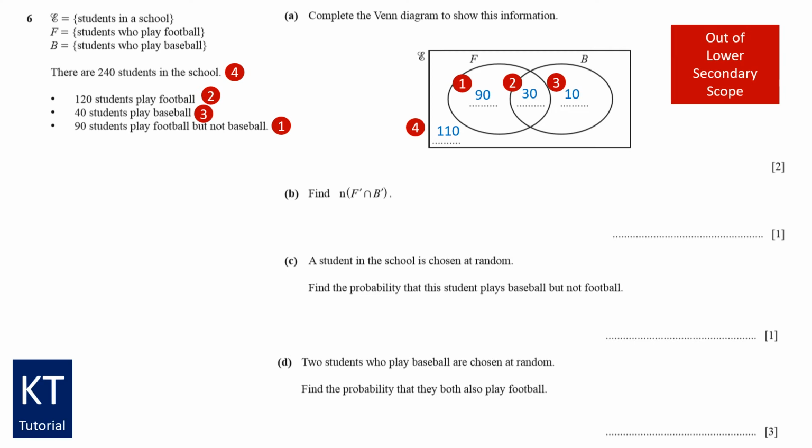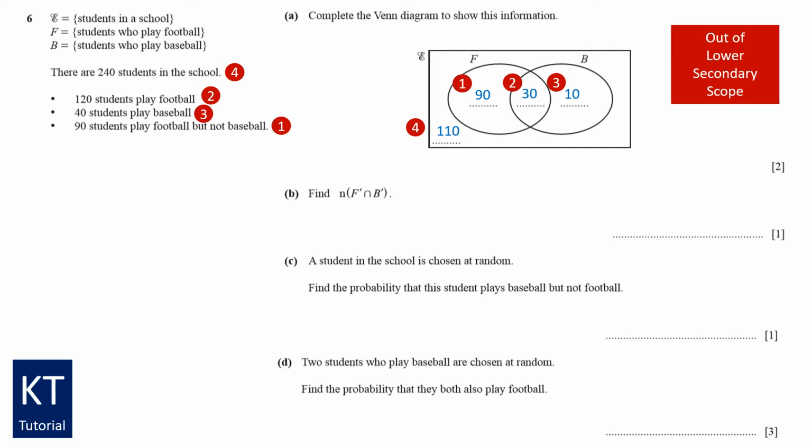Step 1 involves documenting the 90 students playing football but not baseball. Step 2 involves documenting the remaining 30 out of 120 students playing football. Step 3 involves documenting the remaining 10 out of 40 students playing baseball. And finally, Step 4 involves documenting the 110 out of the 240 students in the entire school.